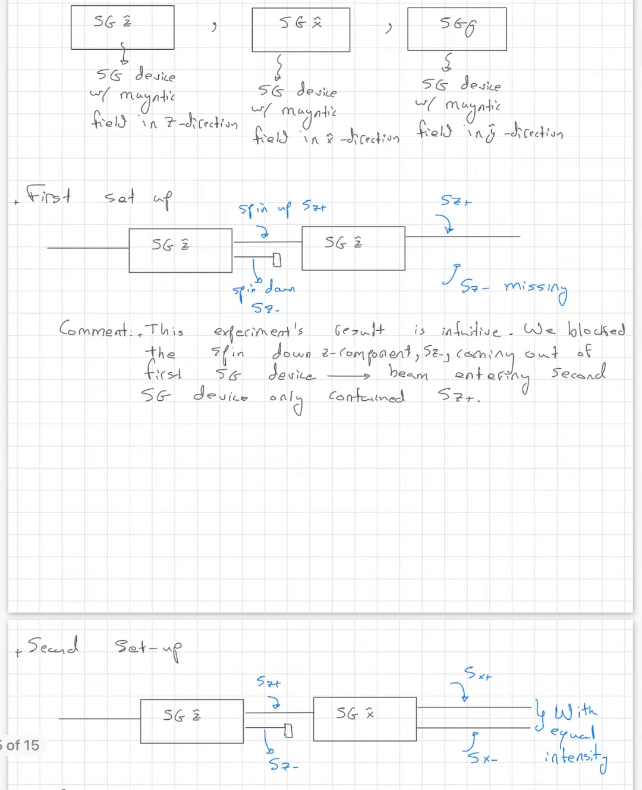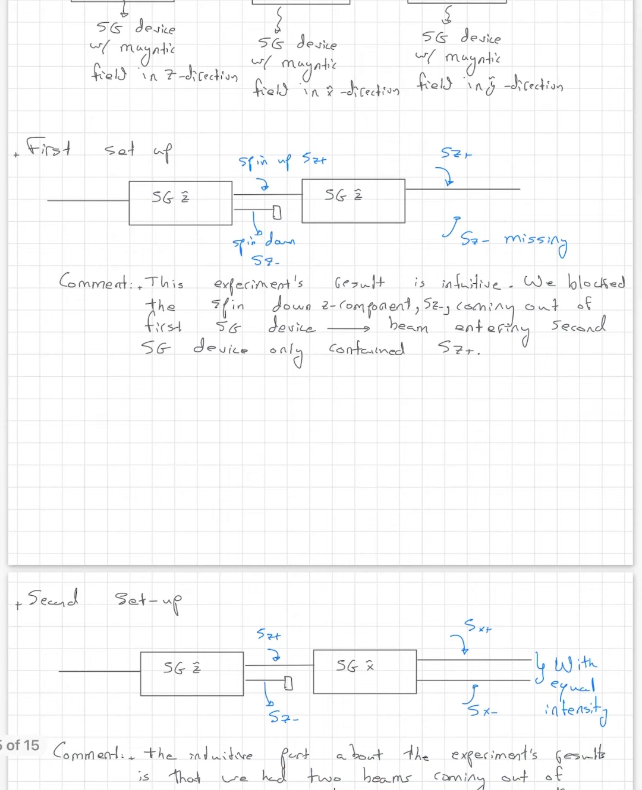So this is our first setup that we're going to be considering. This is our beam coming from the oven. It goes through an SGZ device, and we already know the output of this. It's going to split the beam into two components: spin up, which we denote by SZ plus, and spin down, which we denote by SZ minus. If we block the spin down component, and then we only let the spin up component, SZ plus, continue to pass through another SGZ device, we see that the output of that device only produces an SZ plus beam, and the SZ minus beam is actually missing.